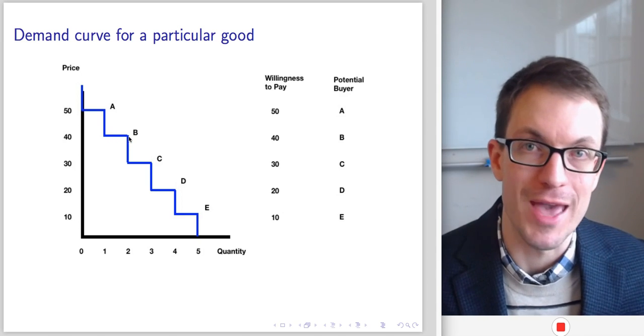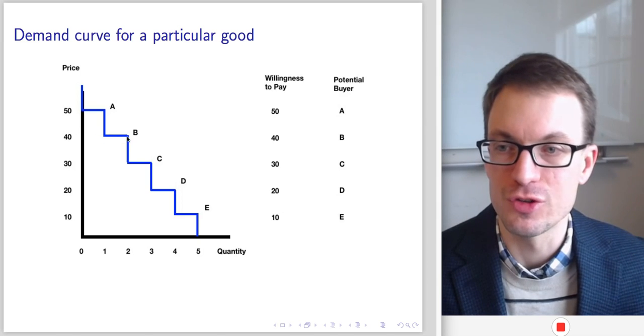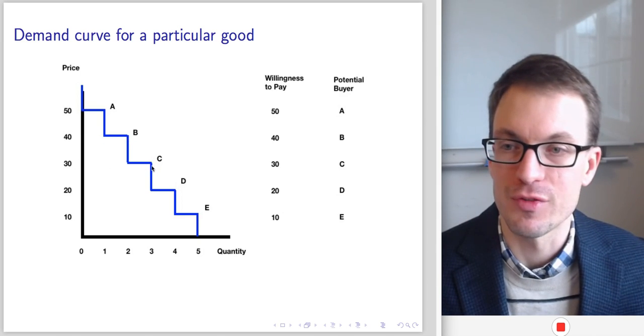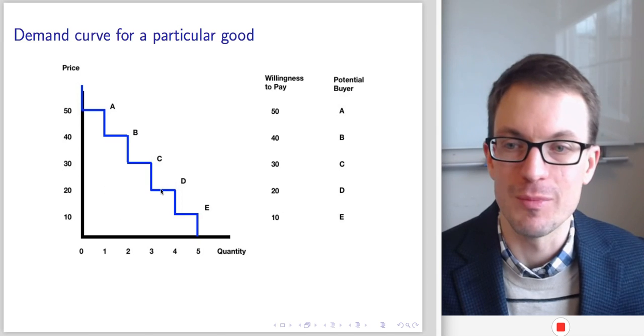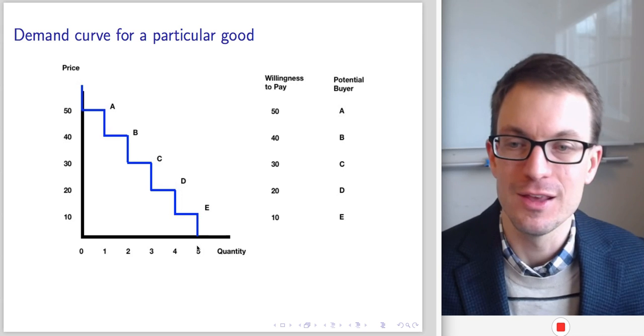Right, so the quantity demanded at a price of 50 is 1. Quantity demanded at a price of 40 is 2. The quantity demanded at a price of 30 is 3. Quantity demanded at a price of 20 is 4. And quantity demanded at a price of 10 is 5.